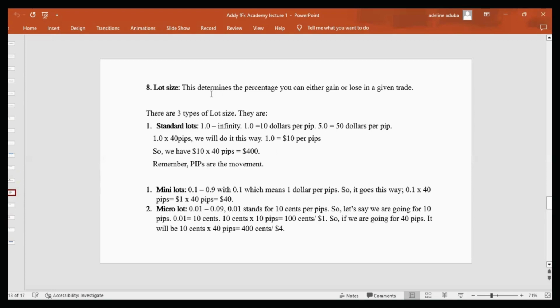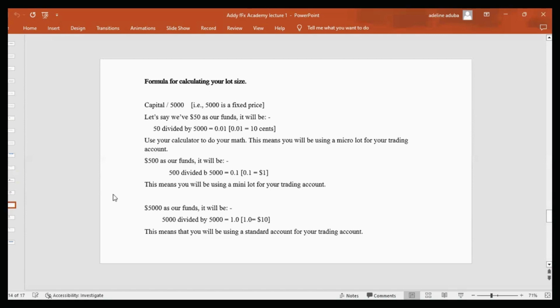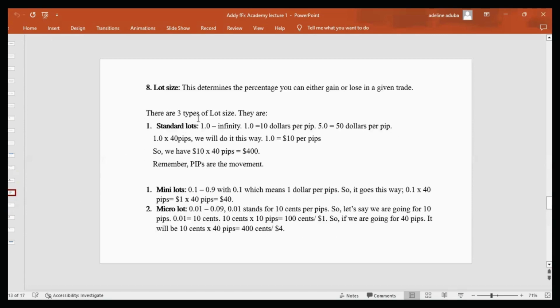There are three types of lot size. We have the standard lot, we have the mini lot, and then we have the micro lots. So the standard lot is 1.0 to infinity. That is 2.0, 10.0, 50.0, any amount you want to use, to lose or gain per lot size.